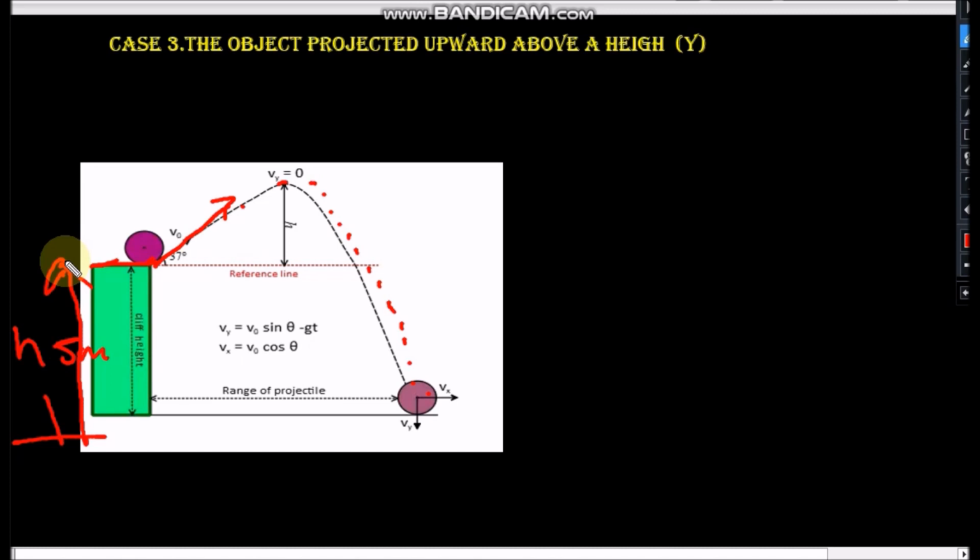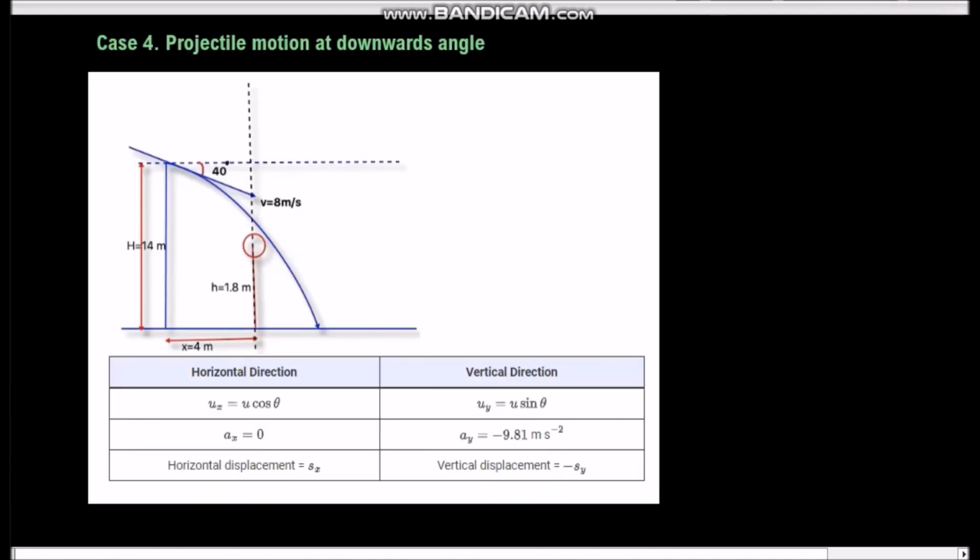The last case, projectile motion at a downward angle. That means in this case the object is projected downward from a certain height h. For example, we are here 14 meters high, and this object is projected from this height downward, but it makes an angle theta. So we'll see this case.